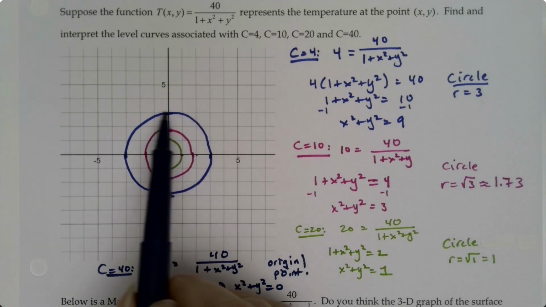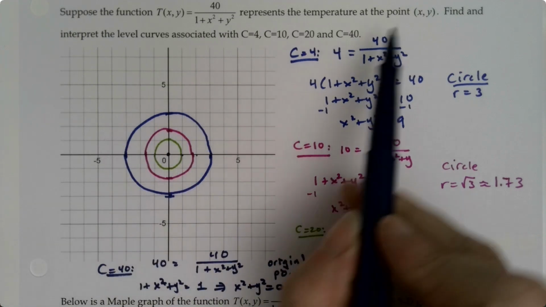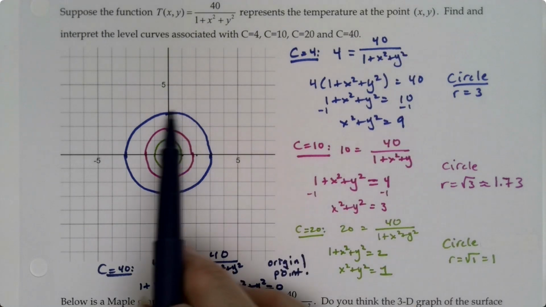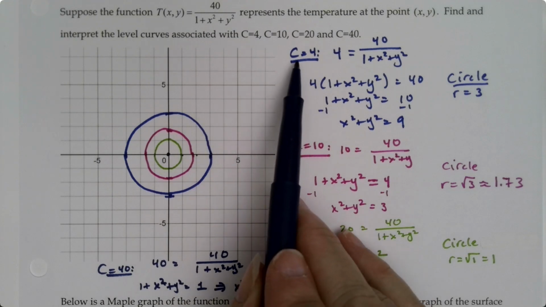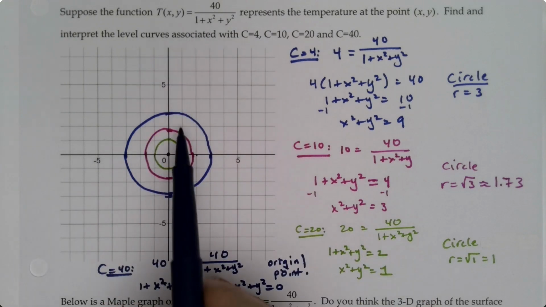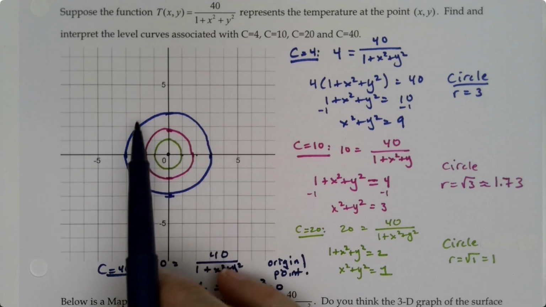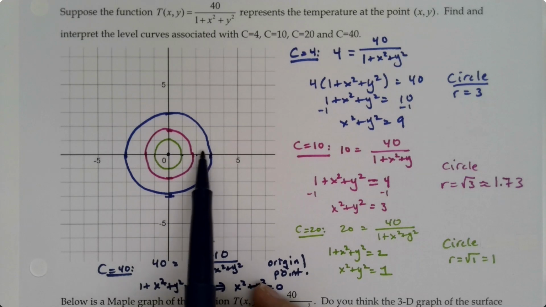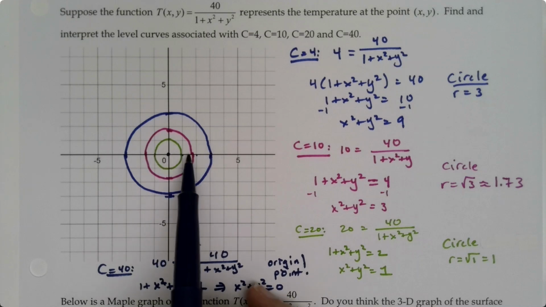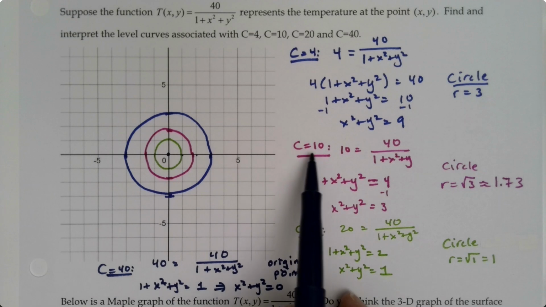So all of the points along that ring, all the (x, y)'s on that ring where c was equal to 4, where we set the temperature equal to 4, they all have the same temperature of 4. And they are only 4, but as I get closer to the origin, my temperature's higher. C equals 10.